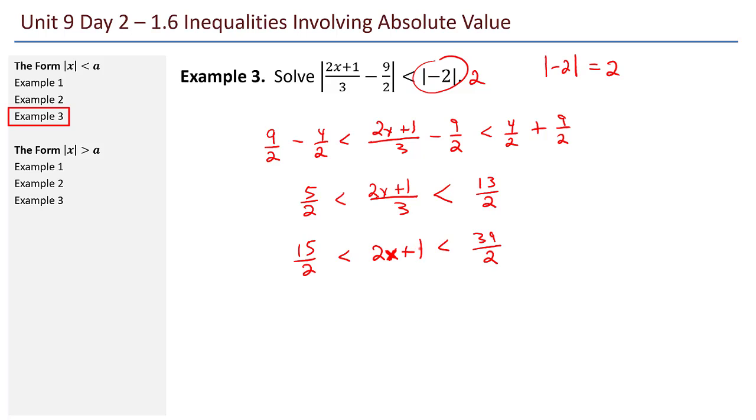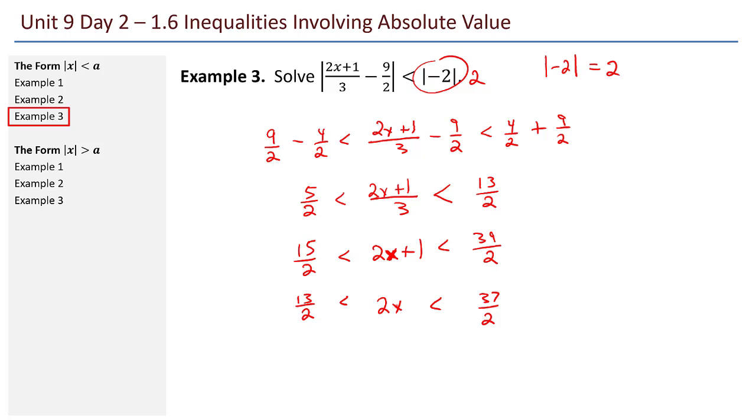Okay, let's subtract 1. Now, subtracting 1 is like subtracting 2/2. So from the left, that ends up with 13/2. And on the right, by subtracting 2/2, I get 37/2 with a 2x in the middle. All right, last step, let's divide all parts by 2.